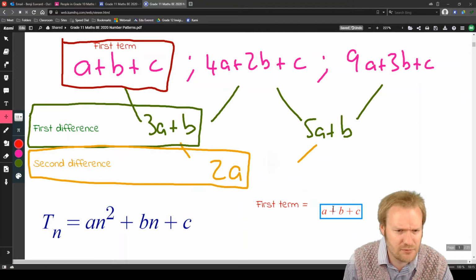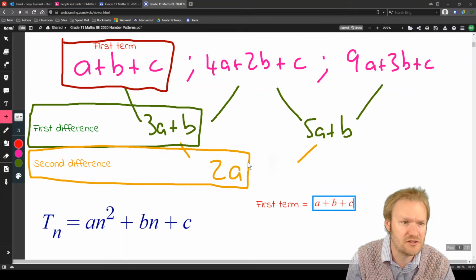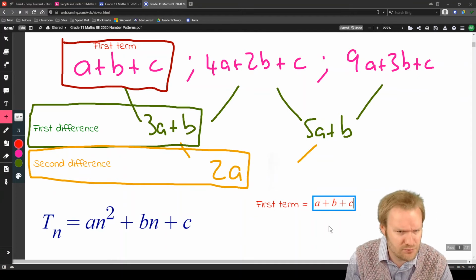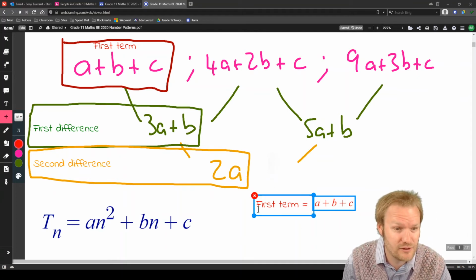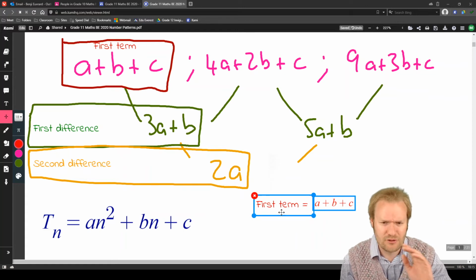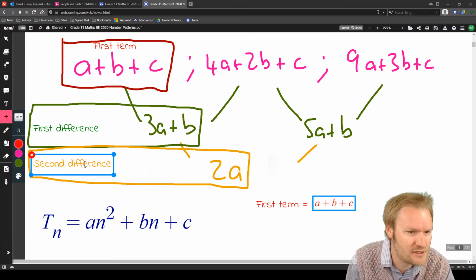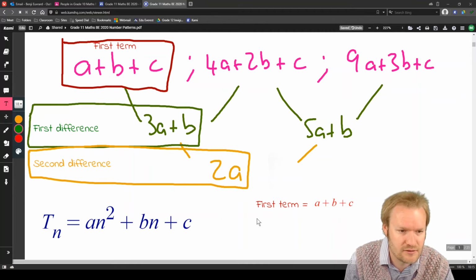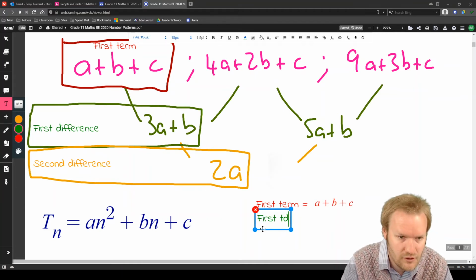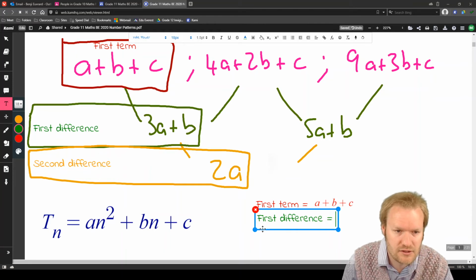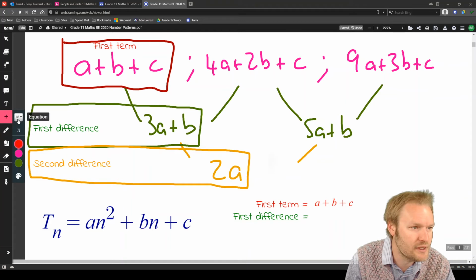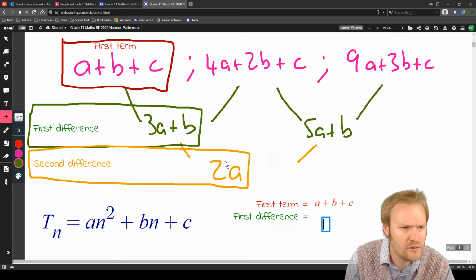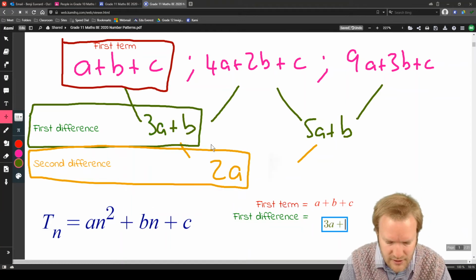These are the bits that, because we're going to practice quite a few of these, you're just going to remember. You could always go back to constructing it, but you'll see when we do the first two examples that we always just use these. So first term is that. The first difference is 3a plus b, right? 3a plus b.